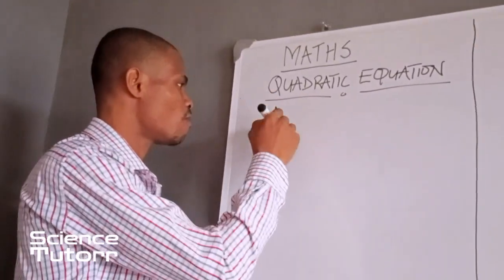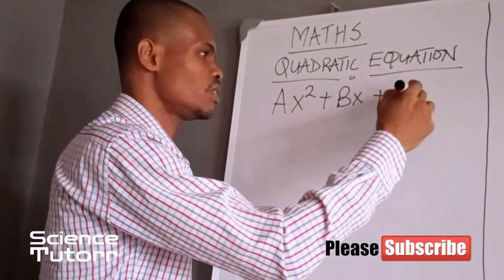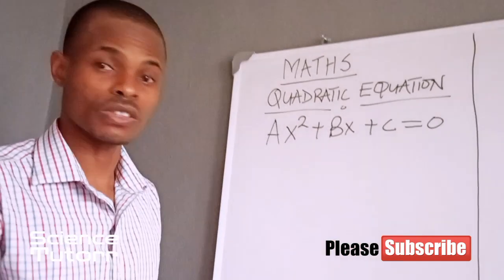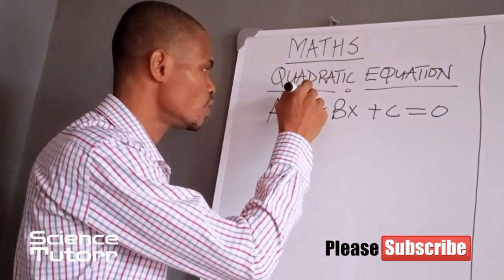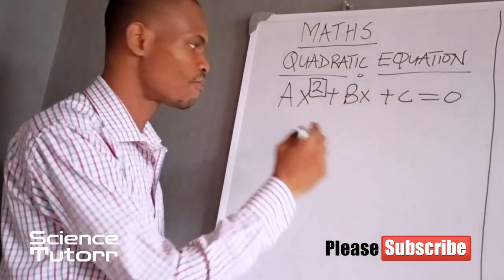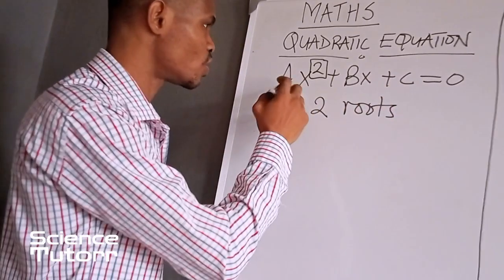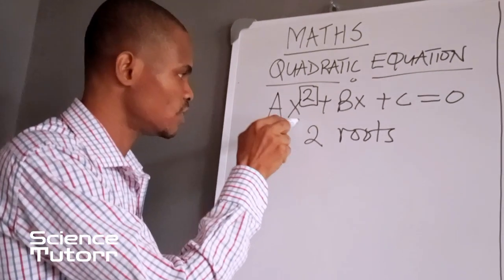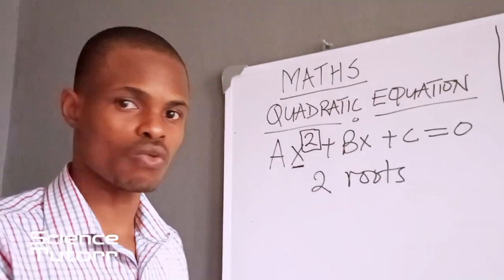An equation of the form ax squared plus bx plus c equals 0 is what we term a quadratic equation. It means that the highest power of the unknown is always raised to the power of 2, meaning we have 2 roots. So an equation in which the highest power of x is raised to power 2 is what we call a quadratic equation.